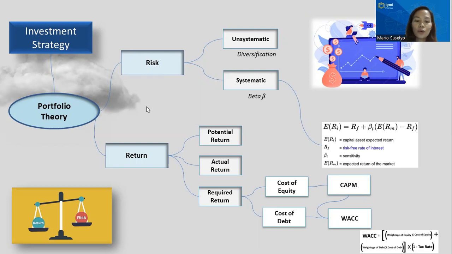Next, we need to know how much the required return of our investment is. We can calculate it with the cost of capital. Cost of capital can be calculated in two ways: the capital asset pricing model, and cost of debt or WACC.